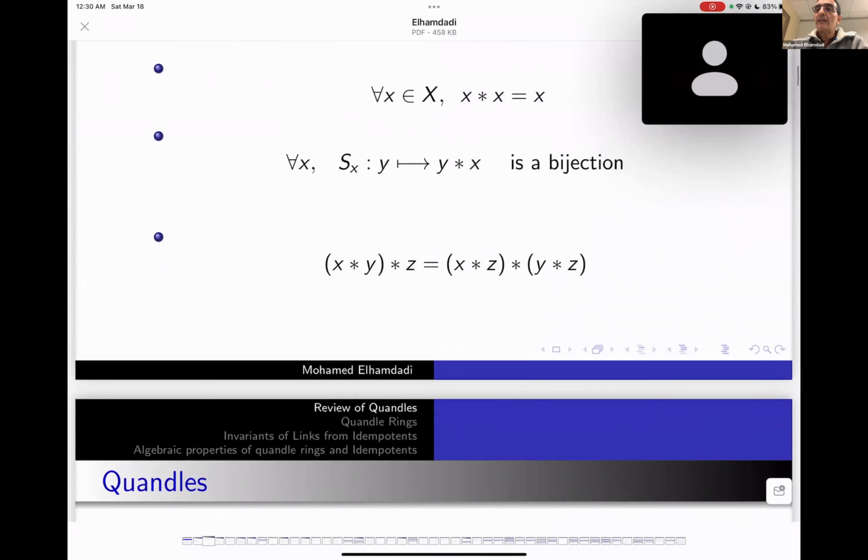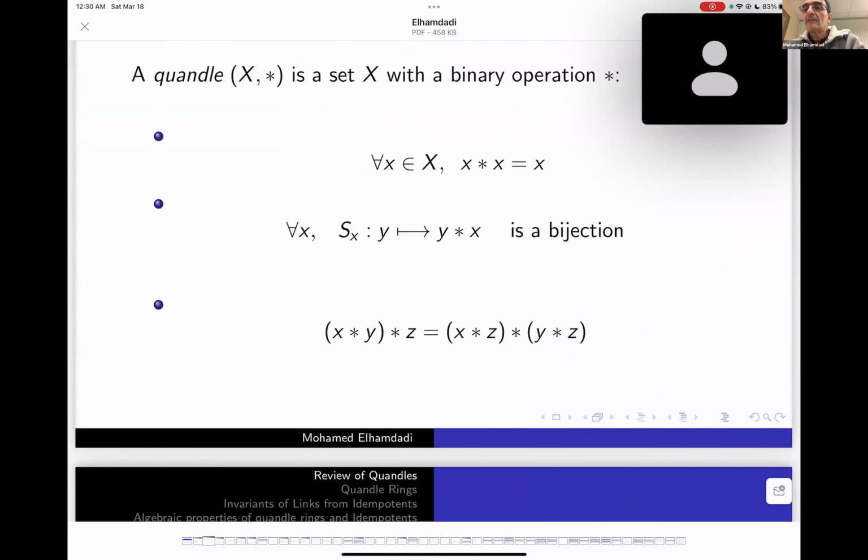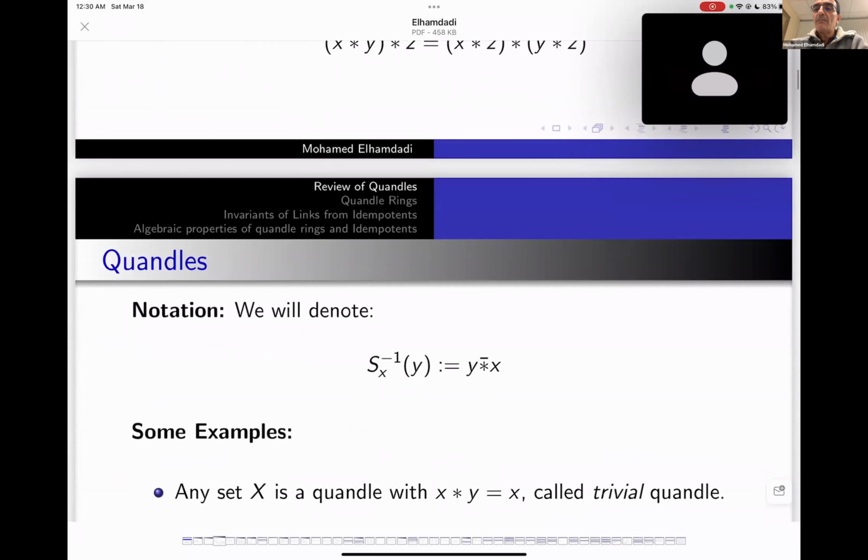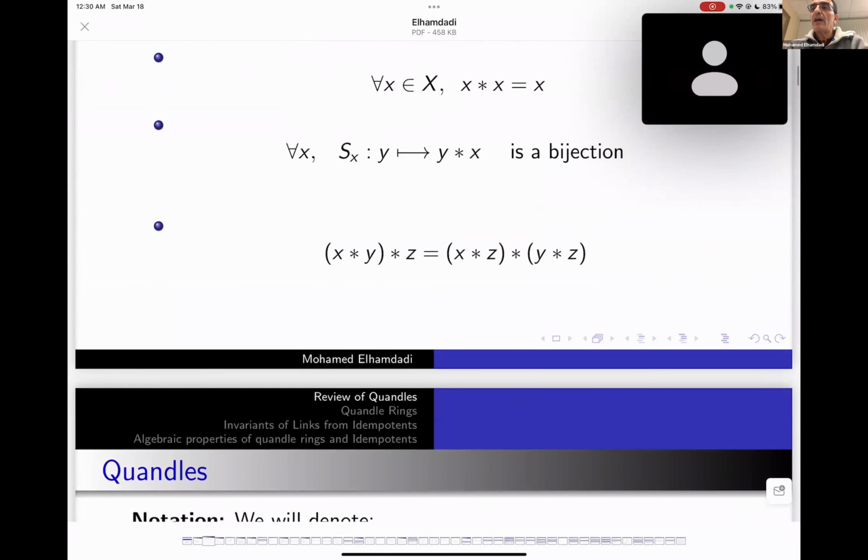Now, I just said that the second axiom says that right multiplication is a bijection. We will denote its inverse mapping as y star bar x. Then we will use star bar whenever we have a negative crossing, and we will use star when we have a positive crossing.